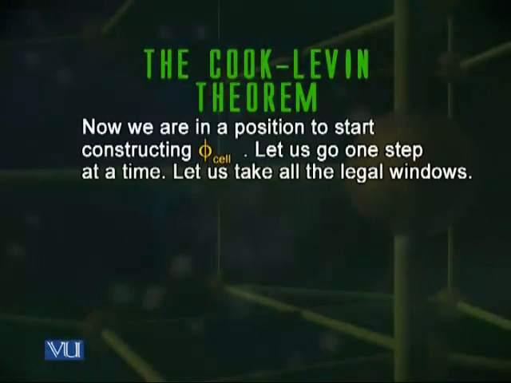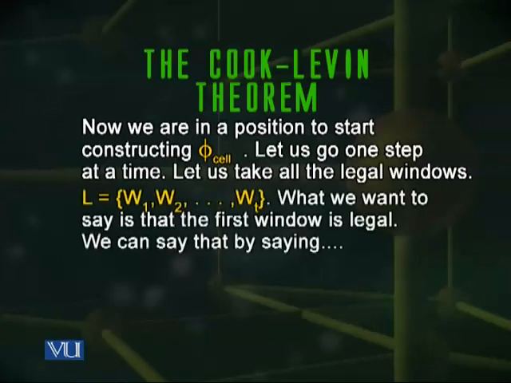So now, with these observations and with these tools that we have developed, we are in a position to create our promised Boolean formula, which we call phi sub cell, which would say that all windows of size 6, all 2x3 windows in this tableau, are legal. Let us go one step at a time and try to make this formula. First, we will compute the set of all legal windows L, which is equal to W1, W2 up to WT. We'll compute that using the algorithm.